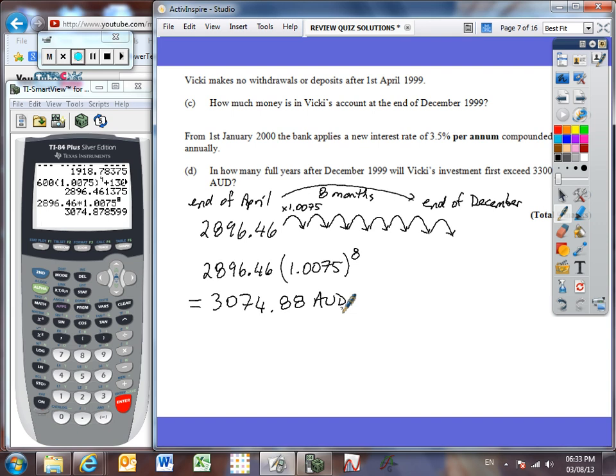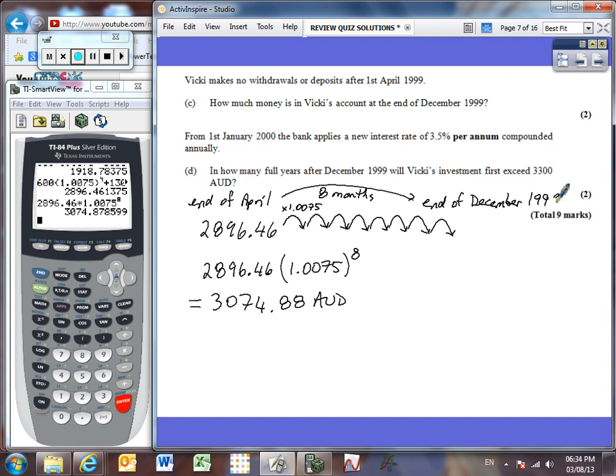Now it says from the 1st of January, so that is basically right after this whole process has finished. So the 1st of January, the bank applies a new interest rate of 3.5% per annum. So this is the amount of money that we have at the end of December. I'll just write it again. 3,074.88. So that's basically, I guess you could argue, the amount of money that we've got on January the 1st of the year 2000. The next day we still got that much.